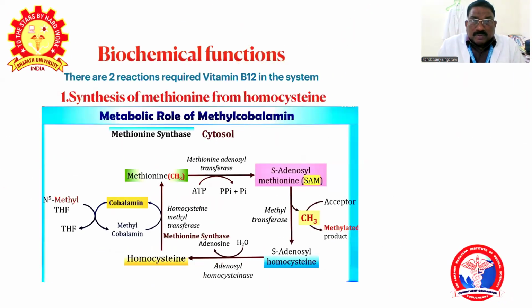Let us see briefly about the function of B12. There are two reactions that require vitamin B12 in the system. First one is synthesis of methionine from homocysteine. Here, N-methyl tetrahydrofolate acts as a one carbon moiety and donates the methyl group to cobalamin. The cobalamin becomes methylcobalamin. This methylcobalamin donates the methyl group to homocysteine, which is converted into methionine.